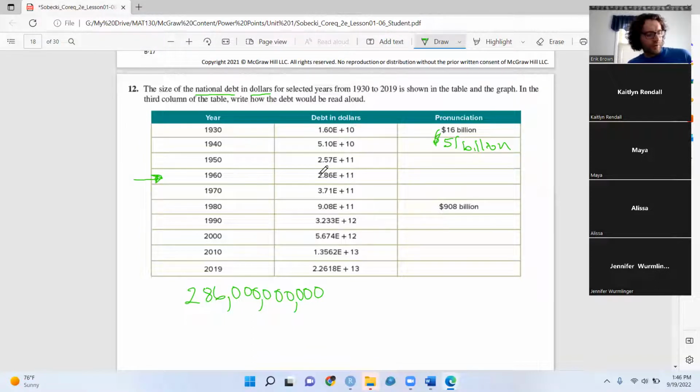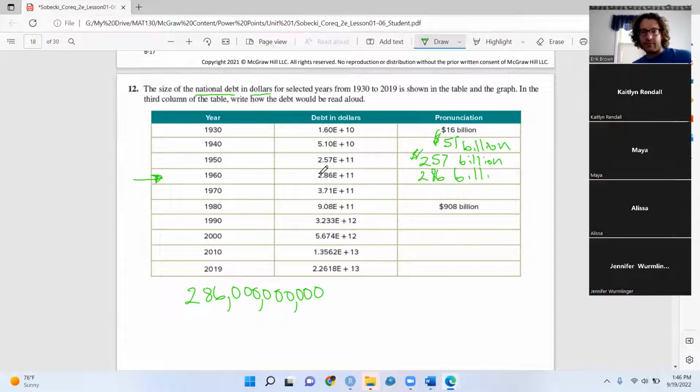Oh, that's an awful sound. Because this was times 10 to the 10th. So this should have been, that is my bad. This should have been 257 billion. Which makes this one 286 billion.